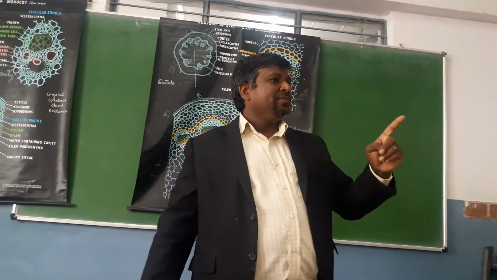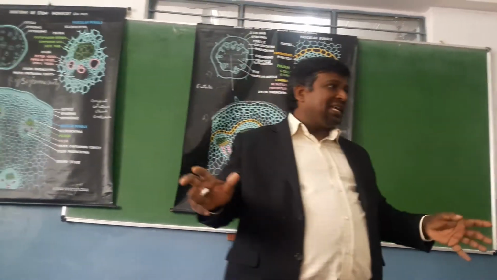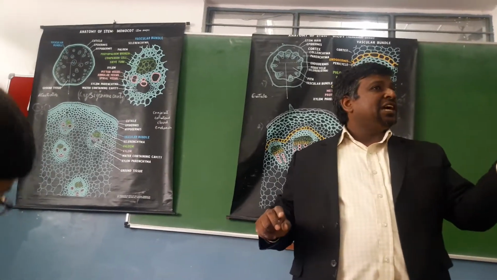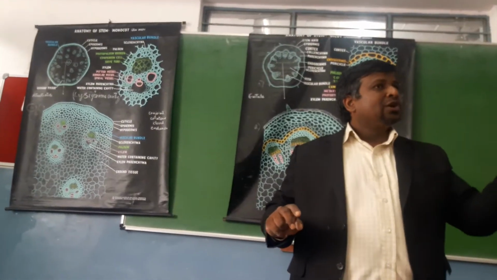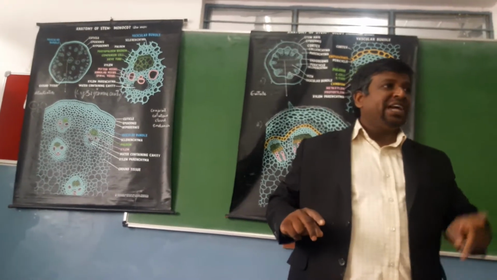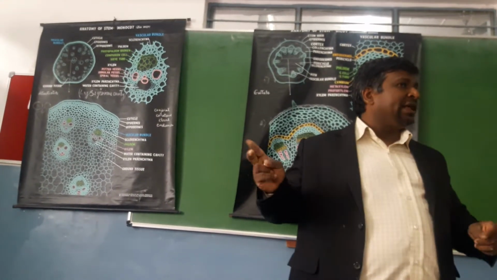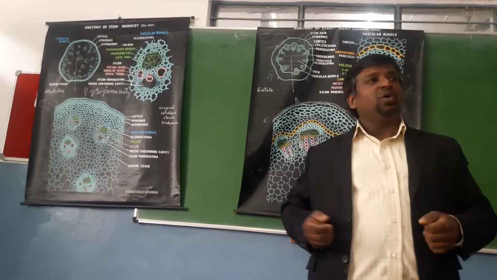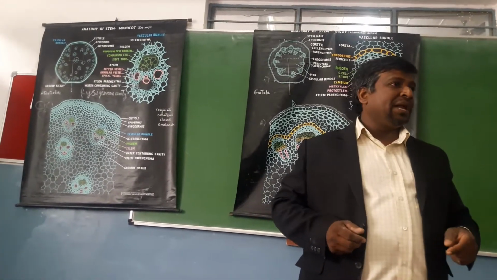They have scattered vascular bundles, which is called atactostele. The vascular bundle is conjoined, collateral, closed and endarch type. Why is it closed? Because cambium is not there. If cambium is not there, there is no secondary growth in the monocot stem. That you should remember.